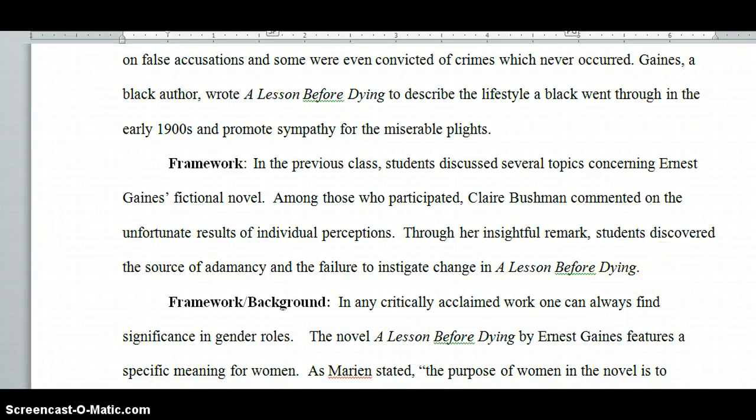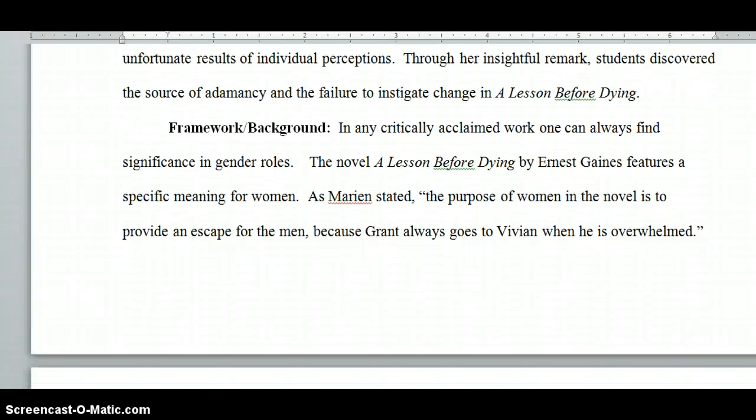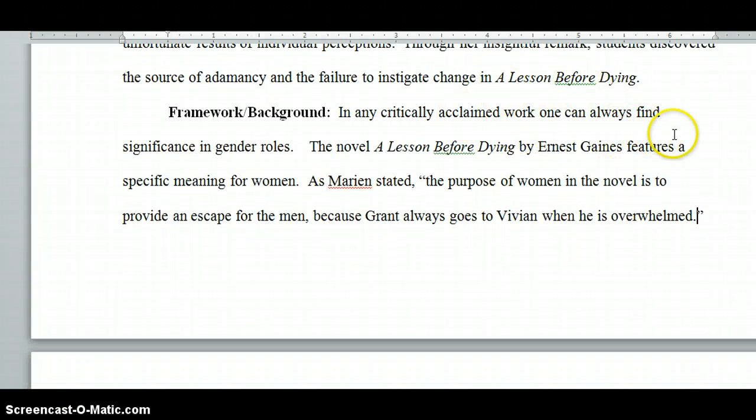In the next one, in any critically acclaimed work, one can always find significance in gender roles. A novel features a specific meaning for women, and then we go into the quote. This may be a little bit too short and even starting too broadly. One of the ways that I think the Little Red Schoolhouse works well for you is that we get away from this funnel introduction, such as a broad statement such as this. This really doesn't do much to interest or pull in a reader to the paper.